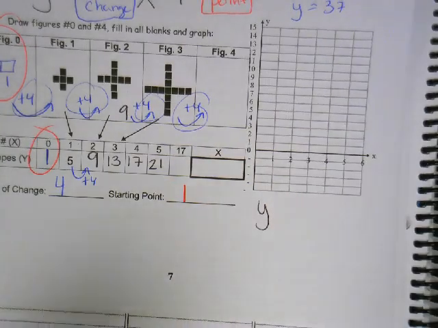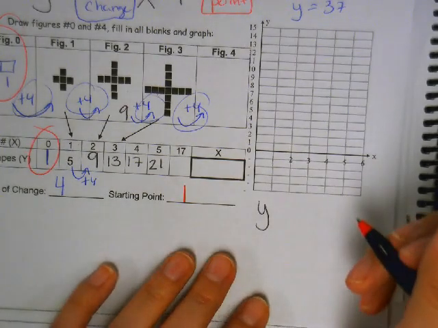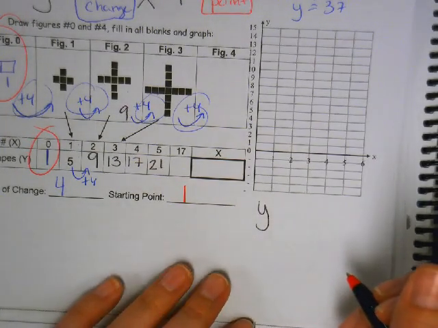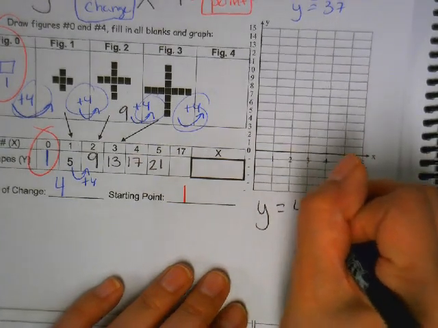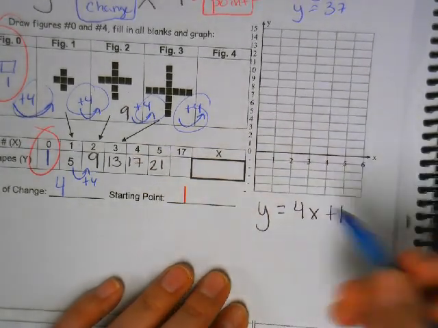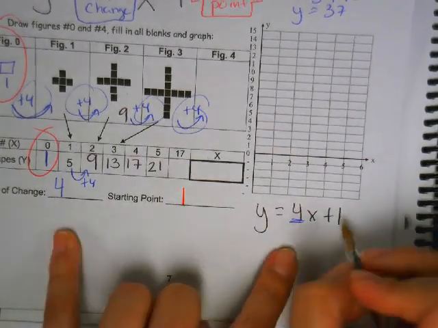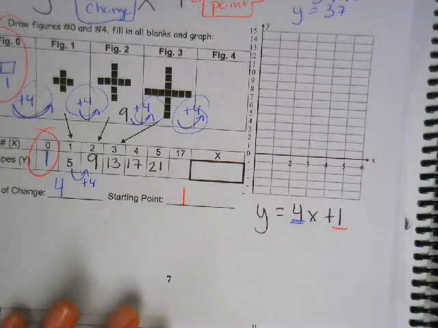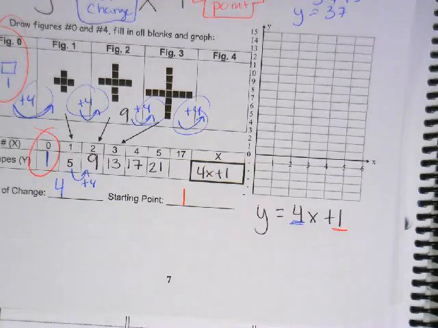Just the equation. One step before. Mel? Dylan? 4x plus 1. Y equals 4x plus 1. Where do I get the 4? From this rate of change. Where do I get the 1? From the starting point. So that's what I write in the box. 4x plus 1.